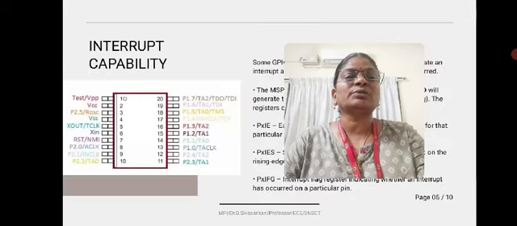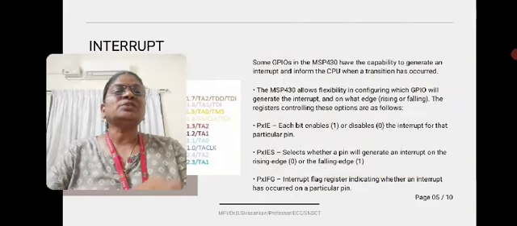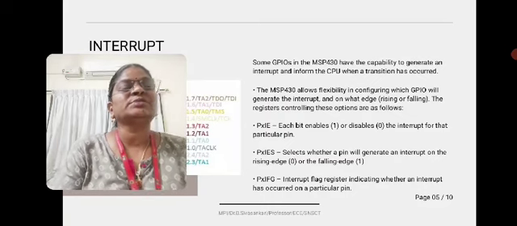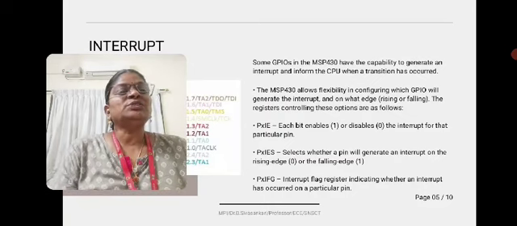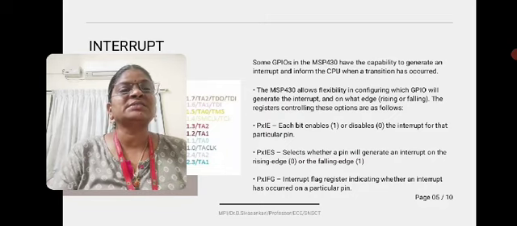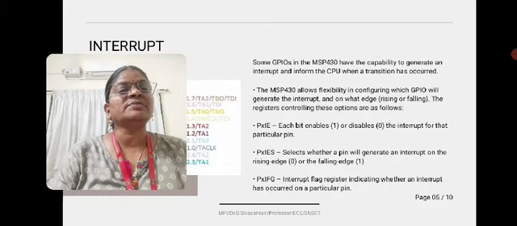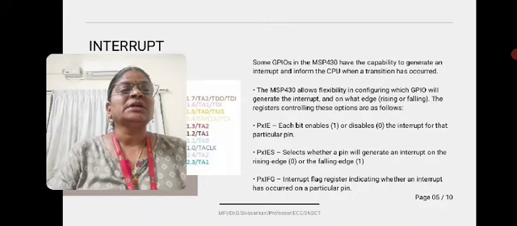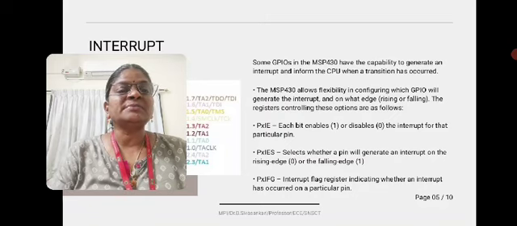is high or low. So this is the interrupt capability of MSP430. Some GPIOs in the MSP430 have the capability to generate an interrupt and inform the CPU when a transition has occurred. And the MSP430 allows flexibility in configuring which GPIO will generate the interrupt and on what edge. The registers controlling these options are PxIE, PxIES, PxIFG.